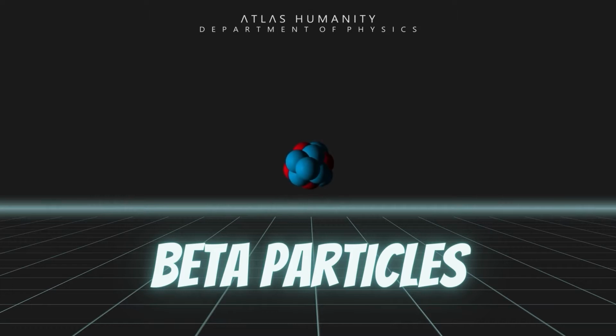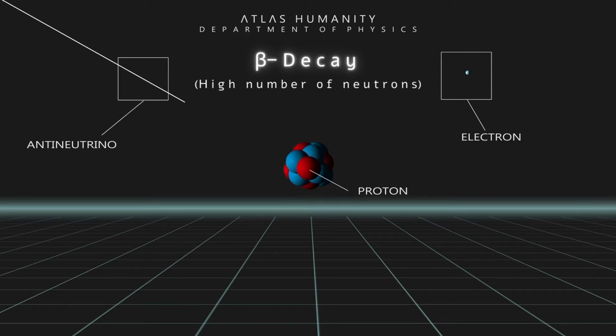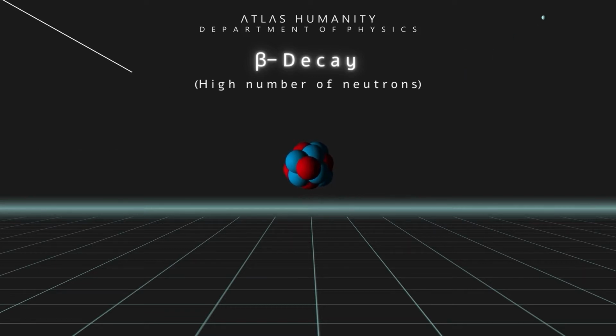Beta particles. Beta particles are another example of corpuscular radiation that come from beta decay processes. We may have beta minus decay and beta plus decay. So let's see beta minus decay first. Beta minus decay happens in a nucleus with a high number of neutrons. So we have more neutrons than protons. And a neutron spontaneously decays into a proton, an electron, and an antineutrino. The proton stays inside the nucleus. Meanwhile, the electron and the antineutrino are emitted.